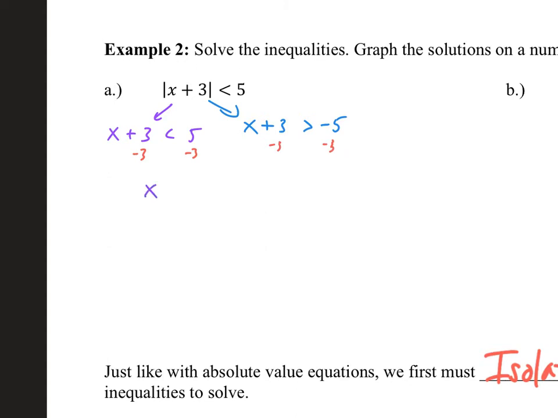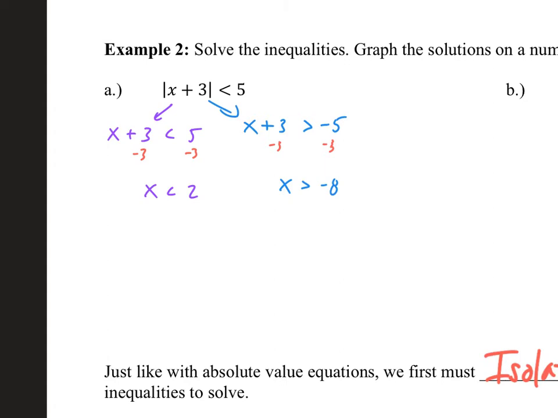So x is less than 2. X is greater than negative 8. So we stop and ask, can x be less than 2 and x be greater than negative 8? Are there numbers that are less than 2 but also bigger than negative 8? Of course there are, like 0.